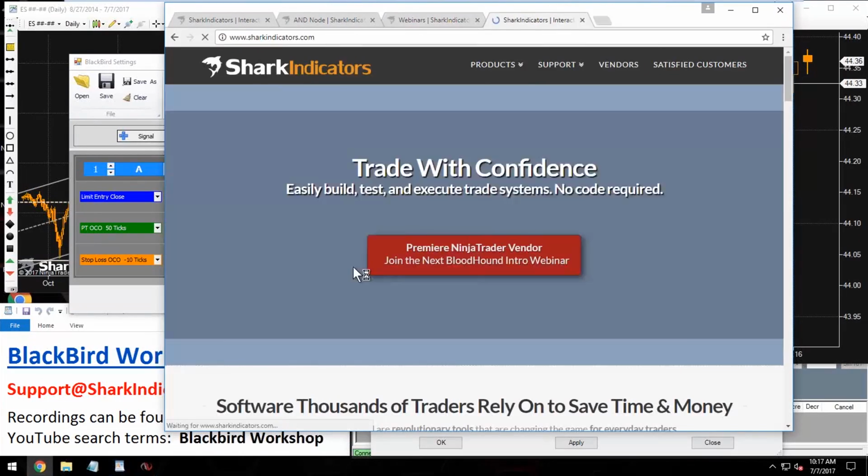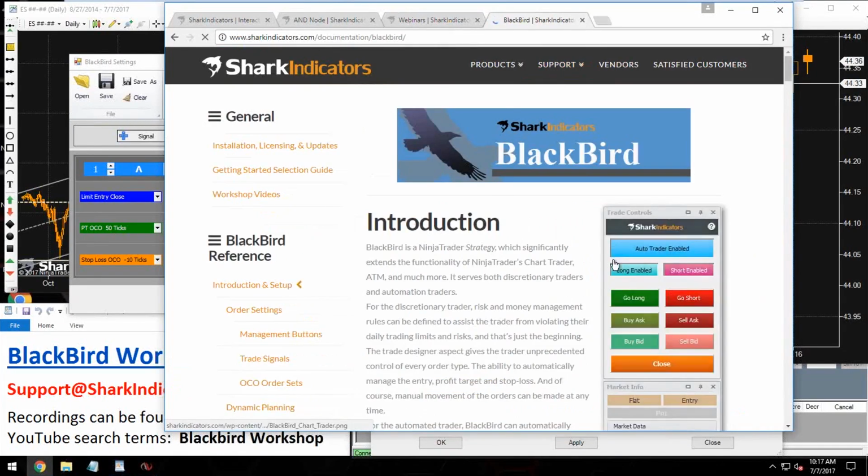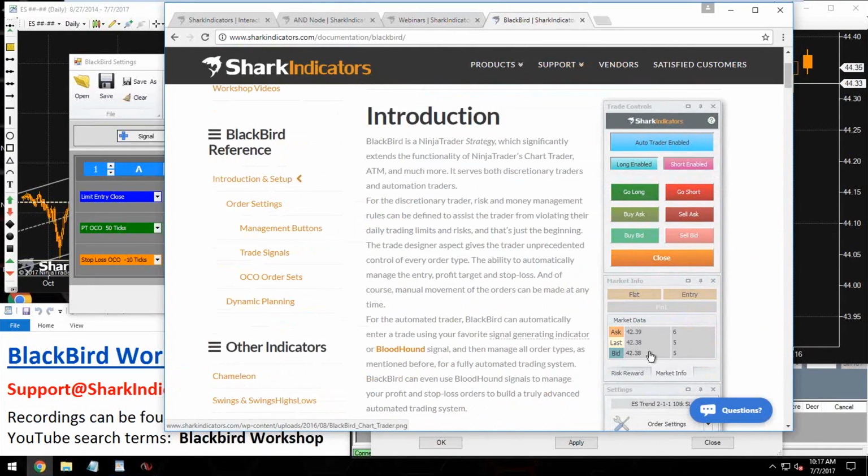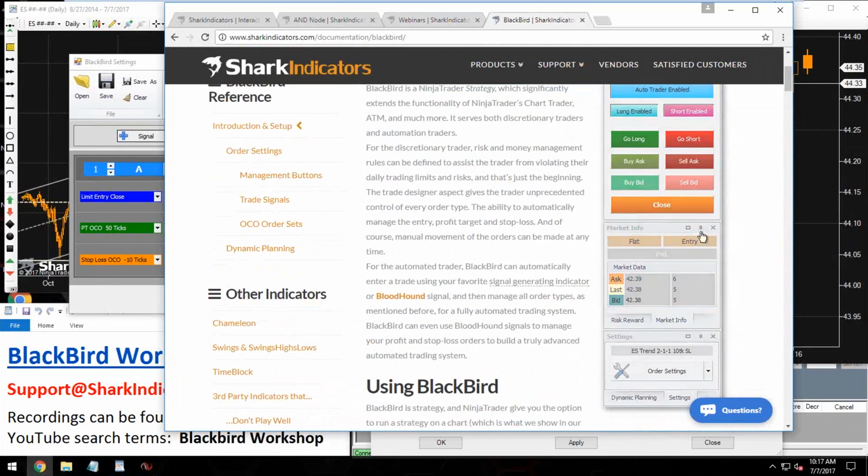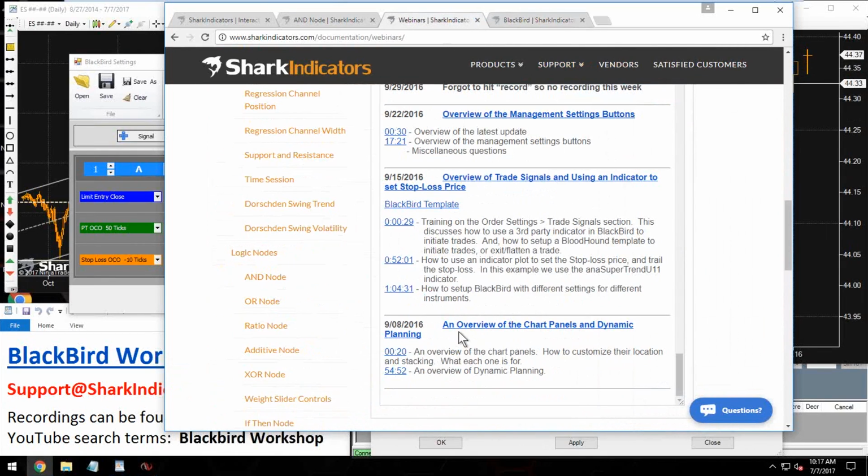interface. Let me pull up a picture. Here you go. So this interface, right? These are the chart panels, the docking panels. These are called panels because you can move them around. You can move them anywhere you want on your computer. They don't have to be attached to the chart if you don't want them to. They can float anywhere around on your screen. But anyways, these are called the chart panels. So the first video is just an overview of basically BlackBird's menu system.